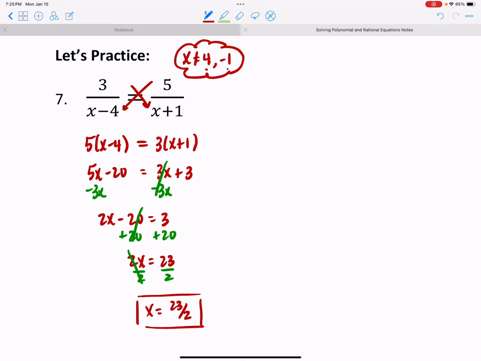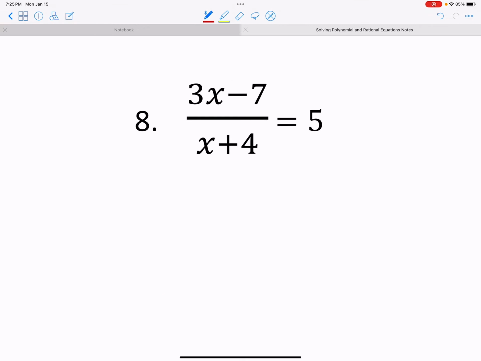Okay, let's try another. So this doesn't look exactly like the last one. We have one fraction equal to 5. But as long as I have one term on both sides of my equation, I can make a proportion. I can make a fraction out of this 5 by calling it 5 over 1. And we'll do a lot with that. So if you can recognize you have one fraction equal to something you can make a fraction, cross-multiplying is a nice, easy way for us to solve.